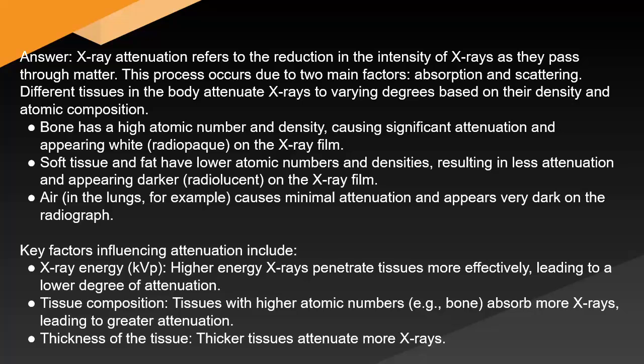Tissue composition: tissues with higher atomic numbers, e.g. bone, absorb more X-rays, leading to greater attenuation. Thickness of the tissue: thicker tissues attenuate more X-rays.